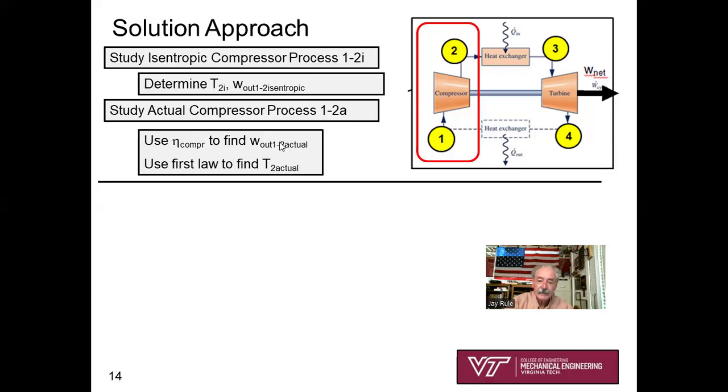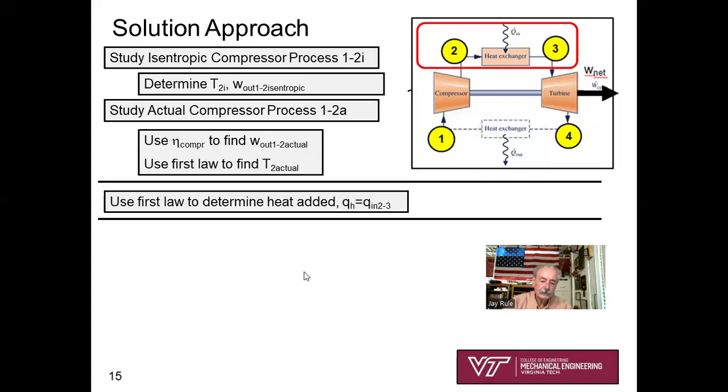All right. Then we're going to use the first law to determine T2 actual. We're going to need an H2 actual because we're going to need H2. Think ahead about the first law. And you see that our next step is to analyze the heat exchanger. So that's why we're going to need to find T2 actual and H2 actual. We're looking ahead now.